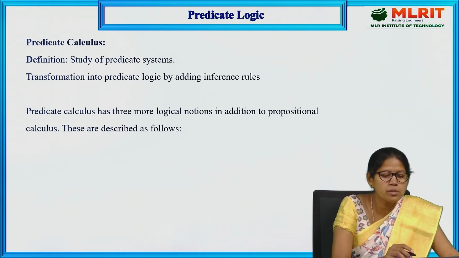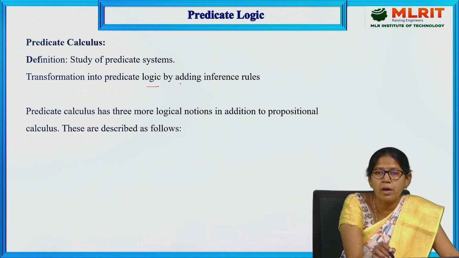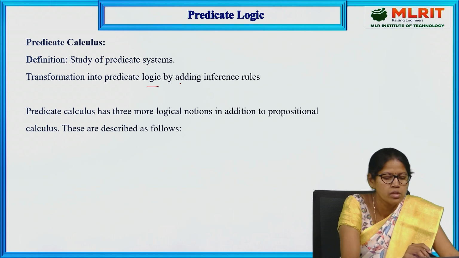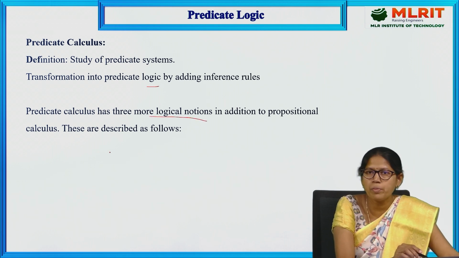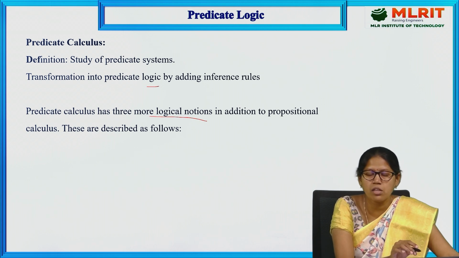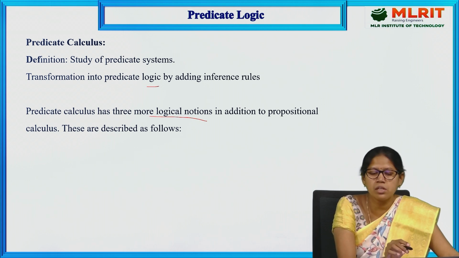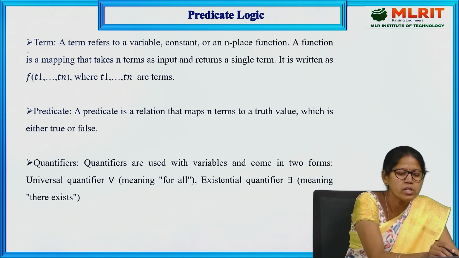Let's see what predicate calculus is. It transforms into predicate logic by adding inference rules. There are three more logical notations in addition to propositional logic. Whatever connectivity symbols are in propositional logic are all present in predicate logic also, but in addition to those propositional connectives, we have three more notations. Let's see. The first one is a term.